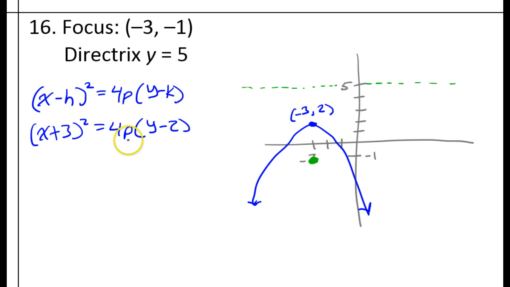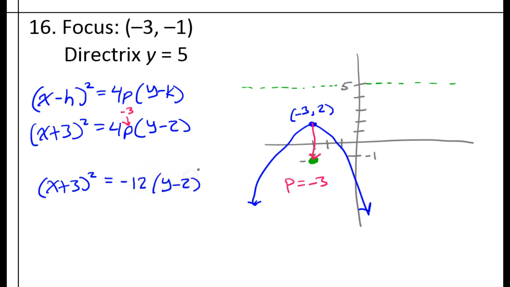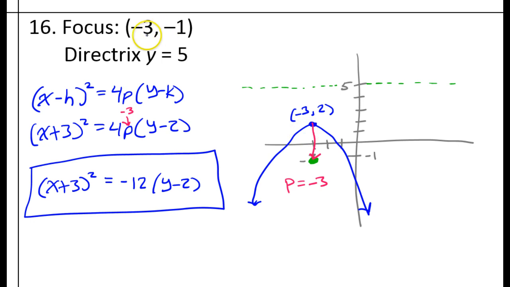So I'm almost done. All I need is the p value. Well, take a look. The p value is the distance from the vertex to the focus, all right, including the direction. So we already sort of talked about this. This is 3. But because it's going down from the vertex to the focus, p is negative 3. So if I take my negative 3 and substitute it in right there, then I'm going to have x plus 3 squared is equal to negative 12 times y minus 2, not squared. Oh my goodness. So this is it. This is the standard form equation of the parabola with these characteristics.